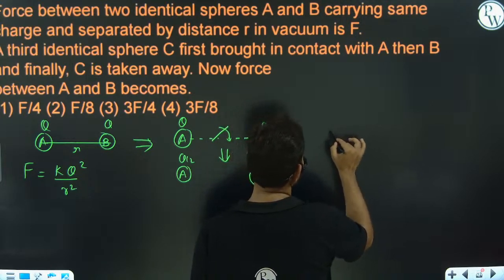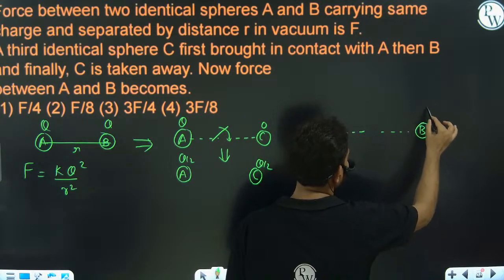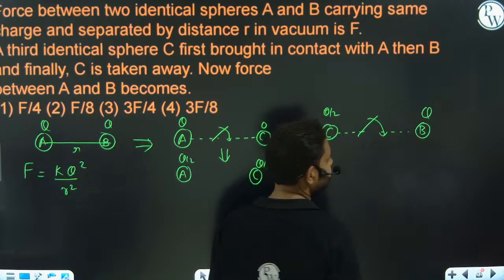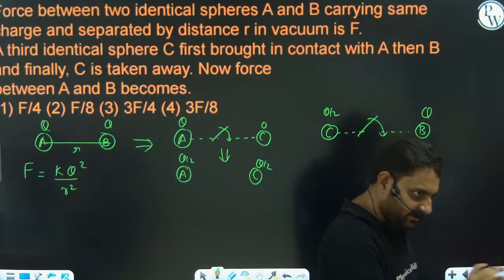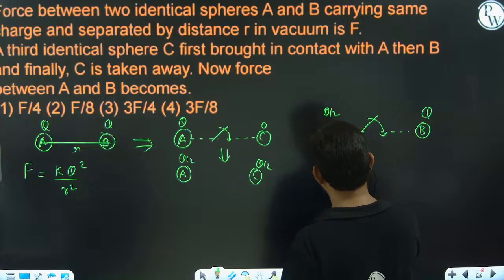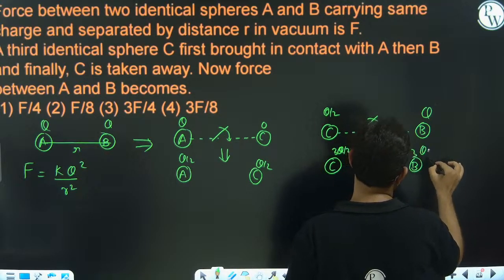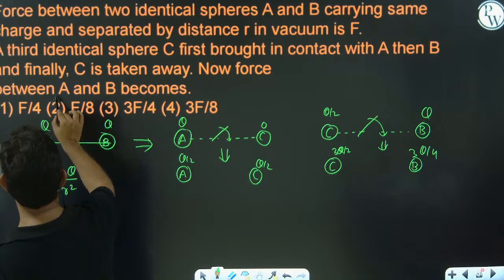So this B has the charge Q, C has the charge Q by 2, and they are connected like this. As soon as they are connected, the net charge will be 3Q by 2, divided by 2 is 3Q by 4. So now the new charge on both the bodies will be 3Q by 4. The charge on C will be 3Q by 4 and the charge on B will also be 3Q by 4. Now they are asking the force between A and B.